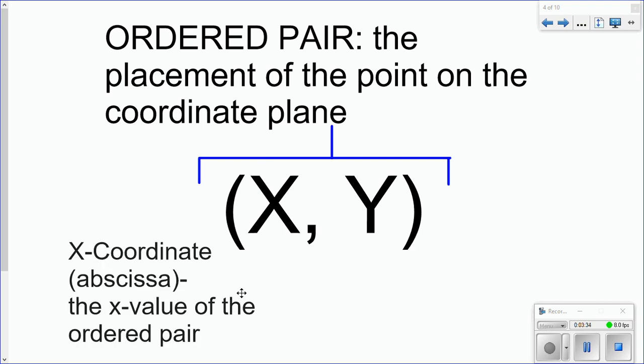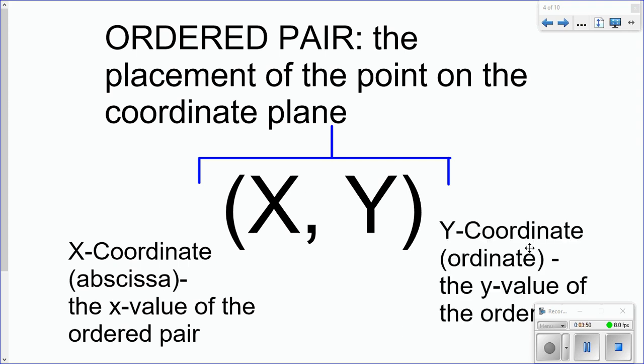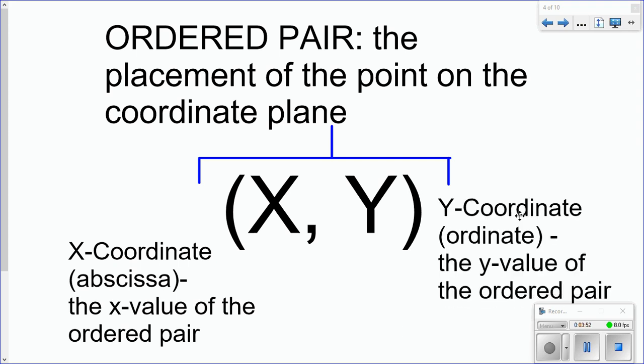One is the x number and one's the y number. So the x part is called the x-coordinate or the abscissa. I can never pronounce it. Whatever. You rarely hear that word, but that's the official word for it. It is the x value of the ordered pair. And then the y-coordinate, or ordinate, is the y value of the ordered pair. You can go ahead and label them, because the whole thing is called an ordered pair. This part is the x-coordinate, and this part is the y-coordinate. So you can label it.